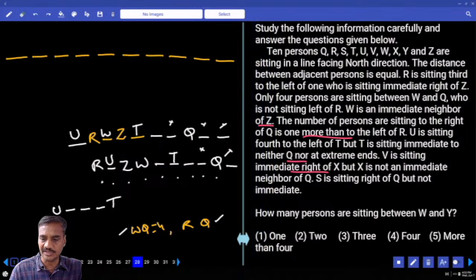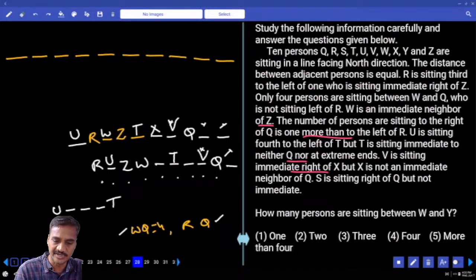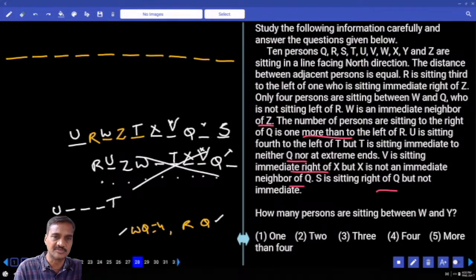And V is sitting to the immediate right of X. V and X are adjacent to each other. Here again, V is to the immediate right of X. X is not an immediate neighbor of Q. S is sitting to the right of Q, but not immediate. In this case, that person must be immediate, and so this is ruled out. Now we are left with only one more person. Who is that person? Y is the person. Clear?